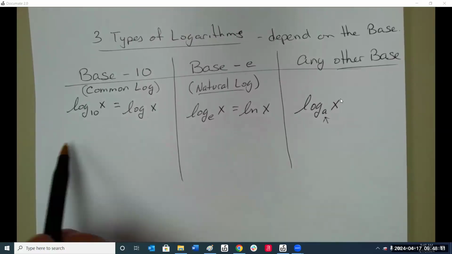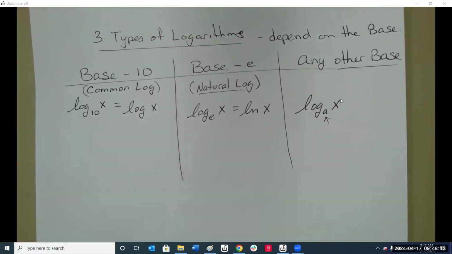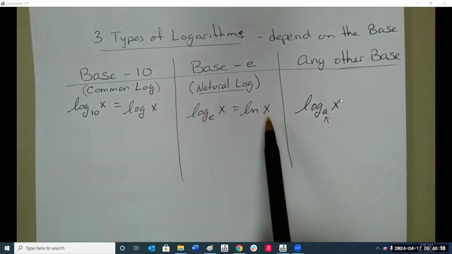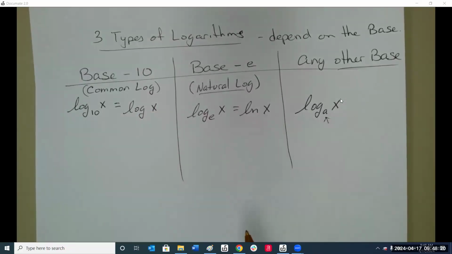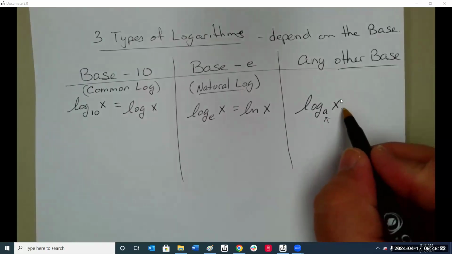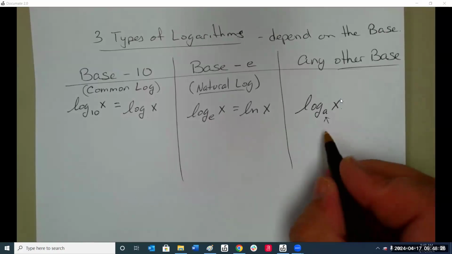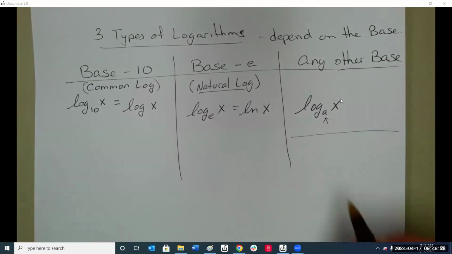Your calculators only use these two. If you look at your calculators, you only see logs or ln's. You don't see anything else. There's no log base whatever. So we have to use a conversion for these. And we'll talk about that in a little bit. Well, I'll show it to you now.